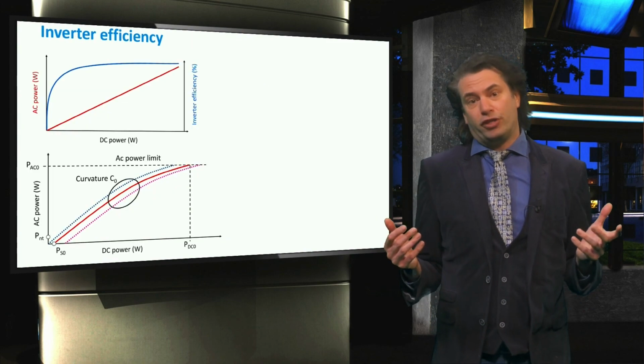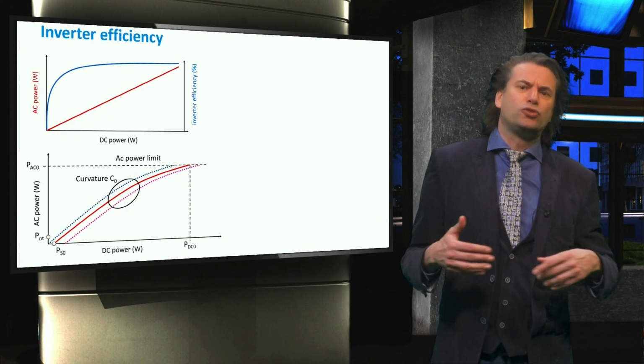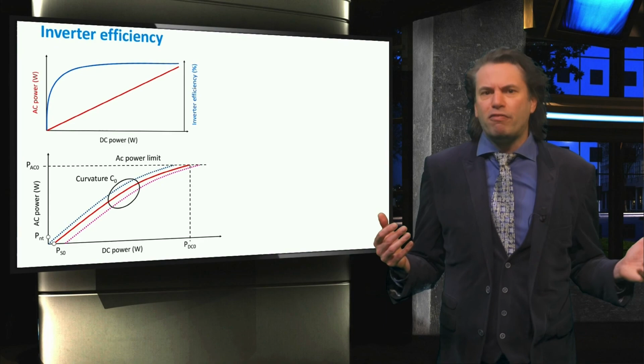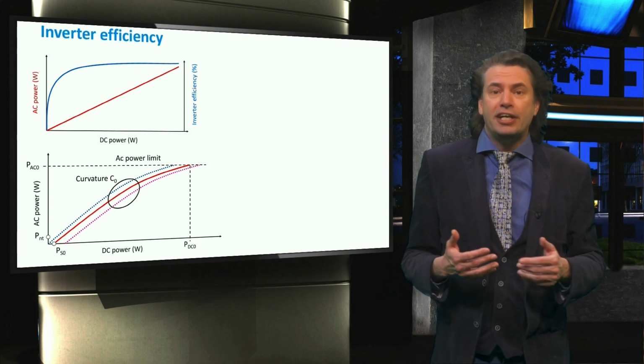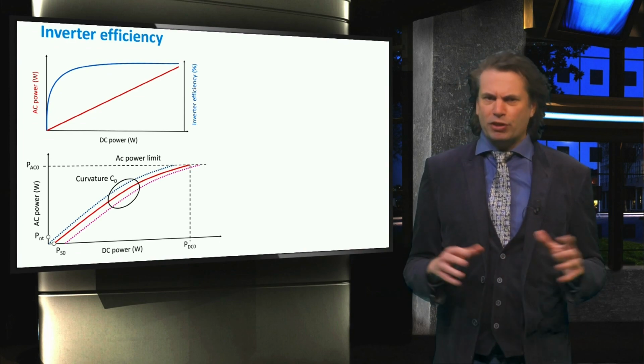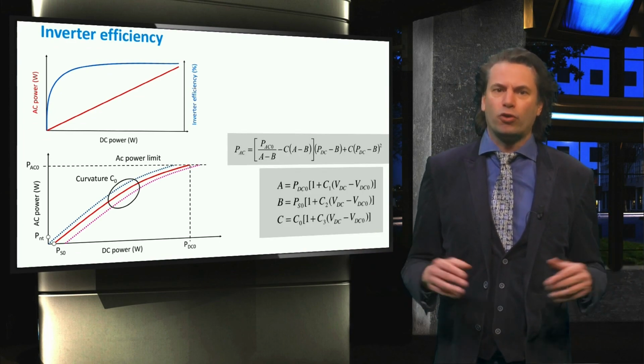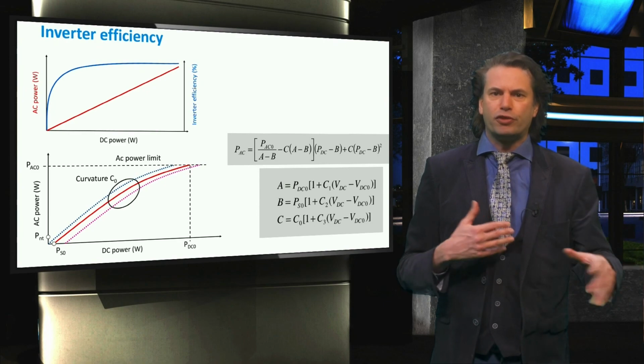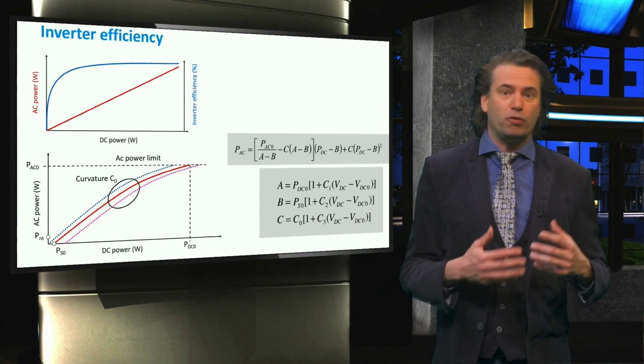The efficiency of an inverter is more complicated to calculate. One way of expressing the efficiency of an inverter is with the Sandia National Lab SNL model, which uses a series of empirical coefficients to determine the inverter efficiency as a function of the input voltage and power.